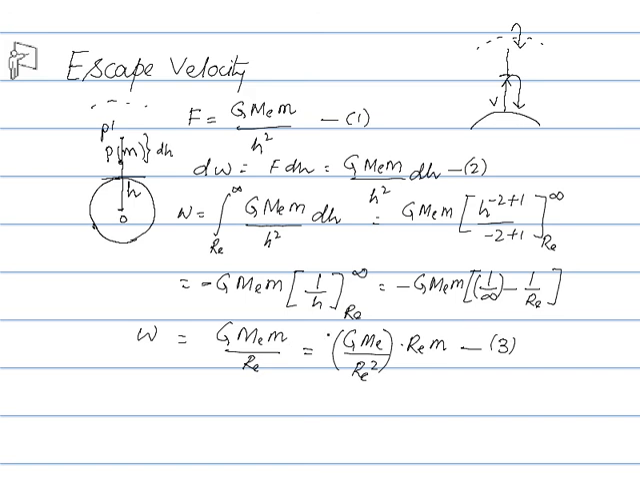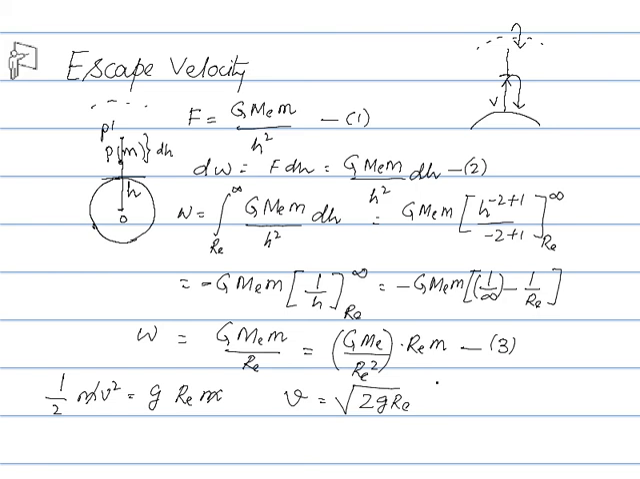This work is done by providing kinetic energy to the particle. Let v be the velocity, so the kinetic energy given to the particle is half m v square. This is equal to the total work done. Here G M_e by R_e square is the acceleration due to gravity on the surface of Earth, let us represent it by g. So m cancels out, and we have v equal to root over 2 g R_e.